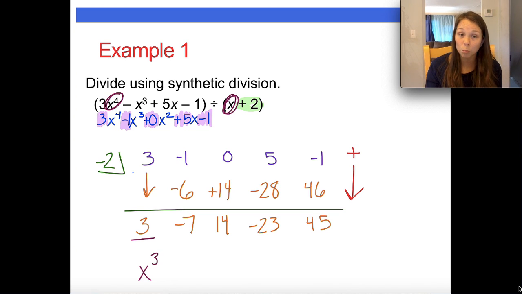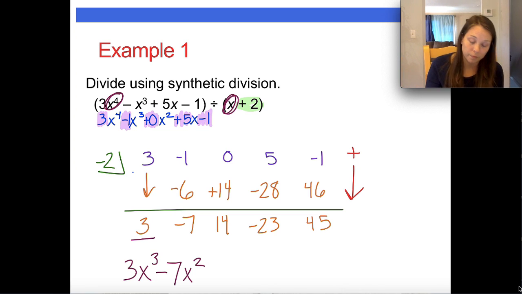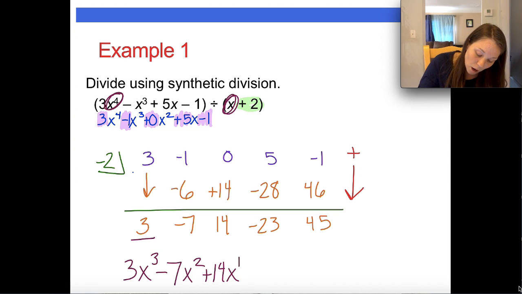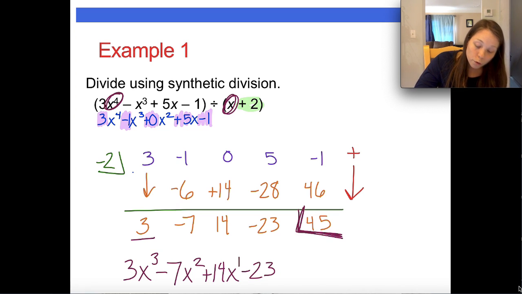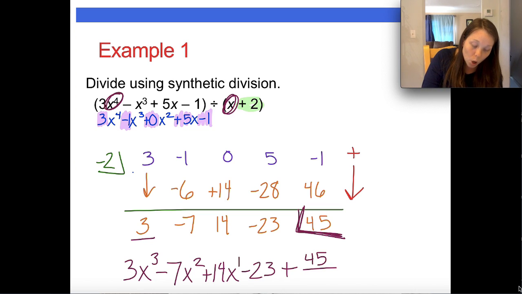Now this coefficient, this starting number of 3, that's the number that goes in front of my x cubed term. Then I'm going to say minus 7 and x squared because each term from here on after is going to reduce by 1. Then I have the 14, which would be with the x to the power of 1, or just x. Then minus 23. Now from there, x to the power of 1, if you reduce that by 1 gives you 0, and that really doesn't mean anything to us, so negative 23 is going to be our constant on the end. That leaves us with this 45. 45 is part of the answer, but it's the remainder. So we're going to say plus our remainder, which is 45, over this original divisor of x plus 2.